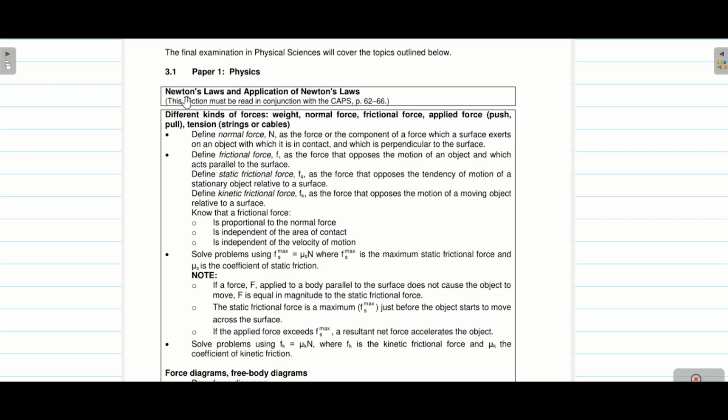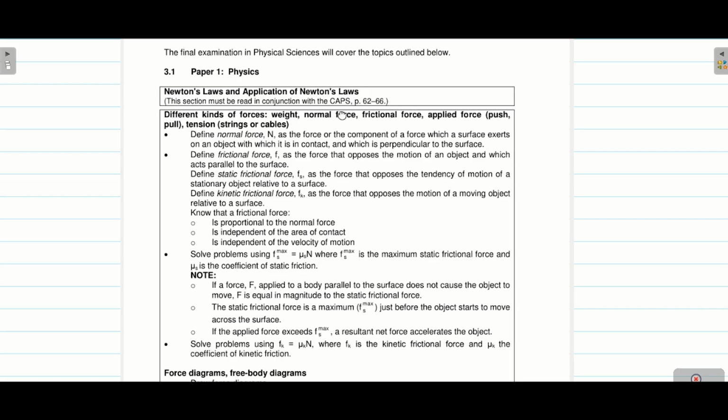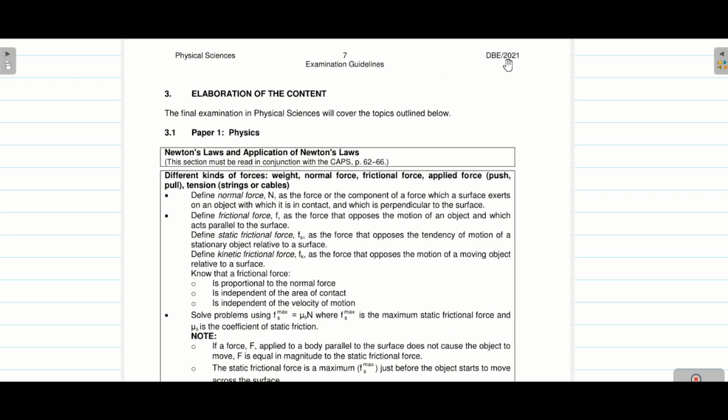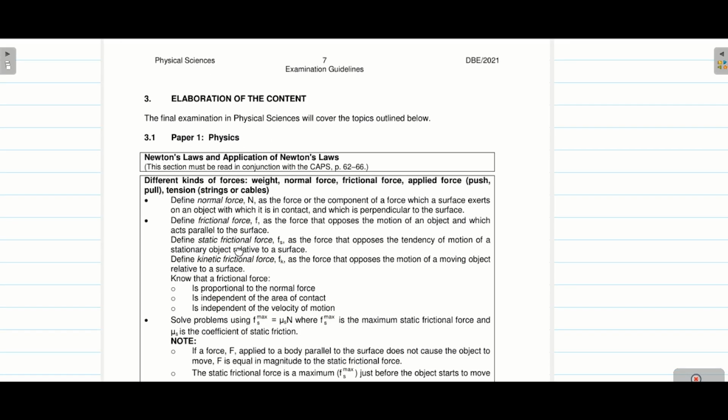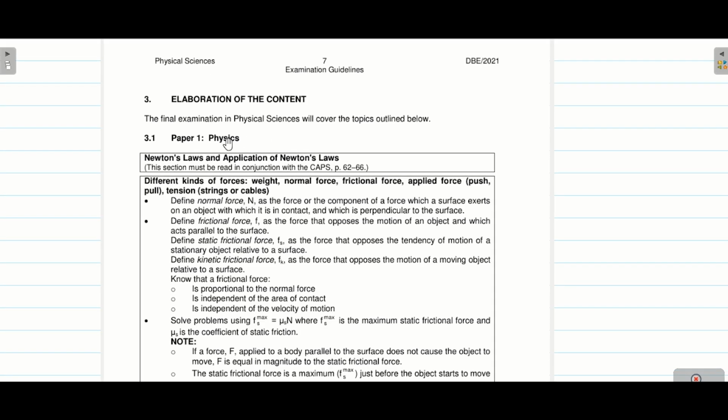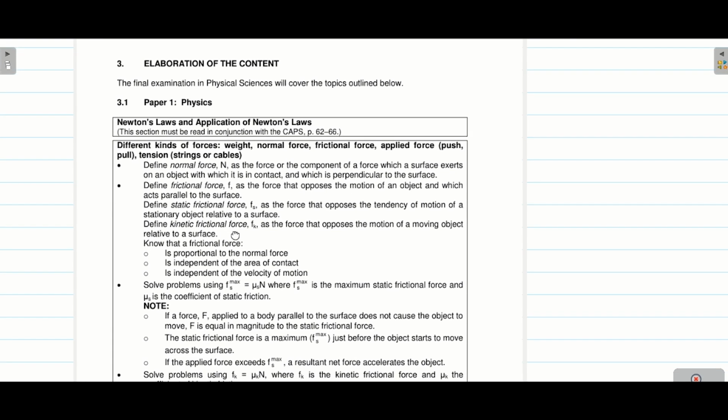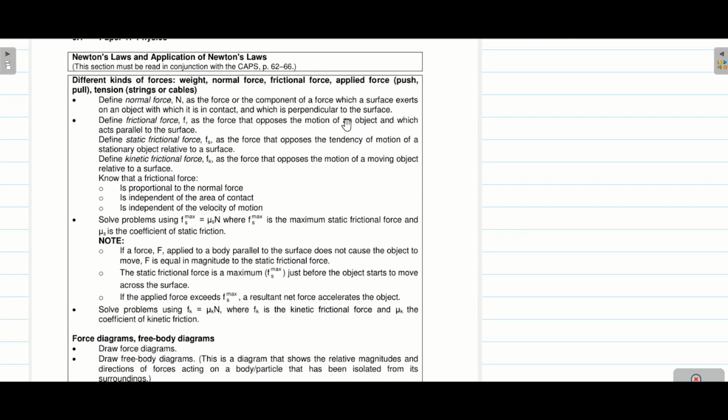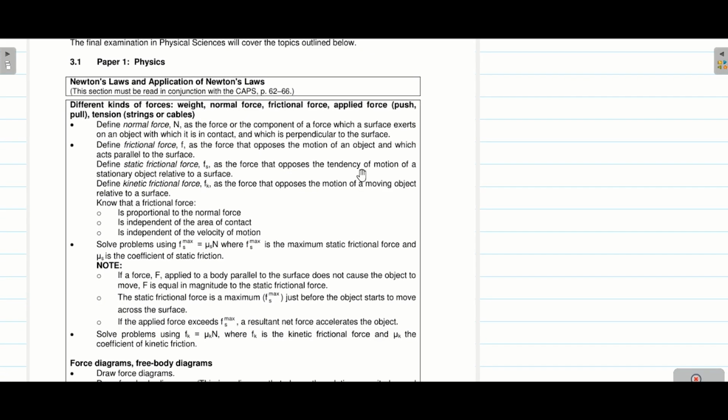In this video, we'll be going through Newton's laws and applications of Newton's laws. I'll be using the exam guidelines, the 2021 DBE exam guidelines, to go through the paper 1 section of physics or physical sciences. So let's get into it.